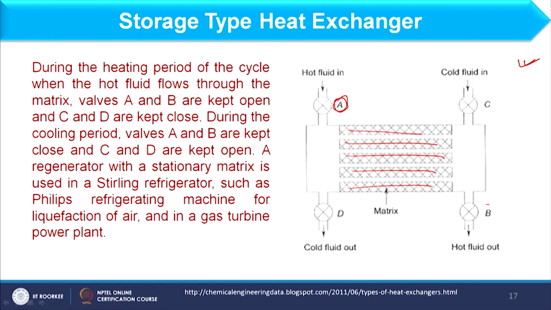Hot fluid enters at point A and exits from point B. Cold fluid enters at C and exits at the D nozzle. Now in this storage type heat exchanger, hot fluid first moves, and at that time the cold fluid nozzle will be closed.